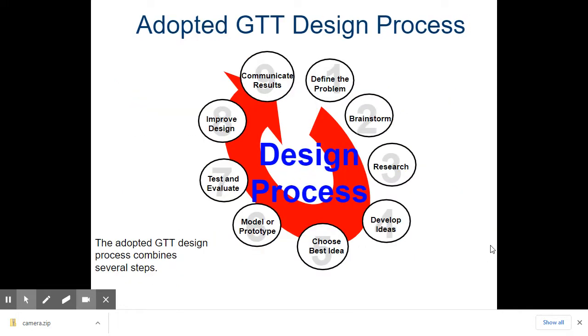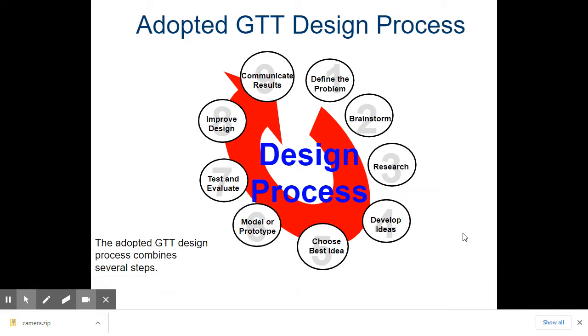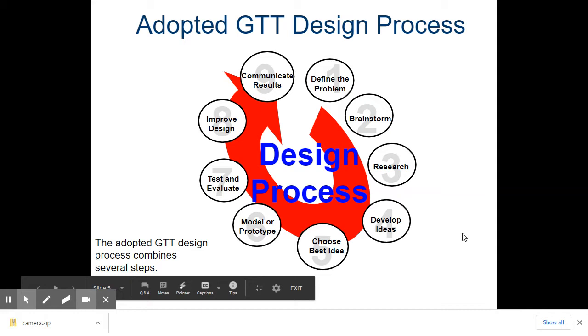Okay, this is the design process. It is circular, and it kind of goes all over the place a little bit. So the first thing we're going to do is you have to define the problem. What is it that you're trying to fix? Depending on what your situation is or your current situation, you're going to define the problem. What is it? Then you have to brainstorm. How are you going to solve this problem? How are you going to fix it? What kind of things can you do?